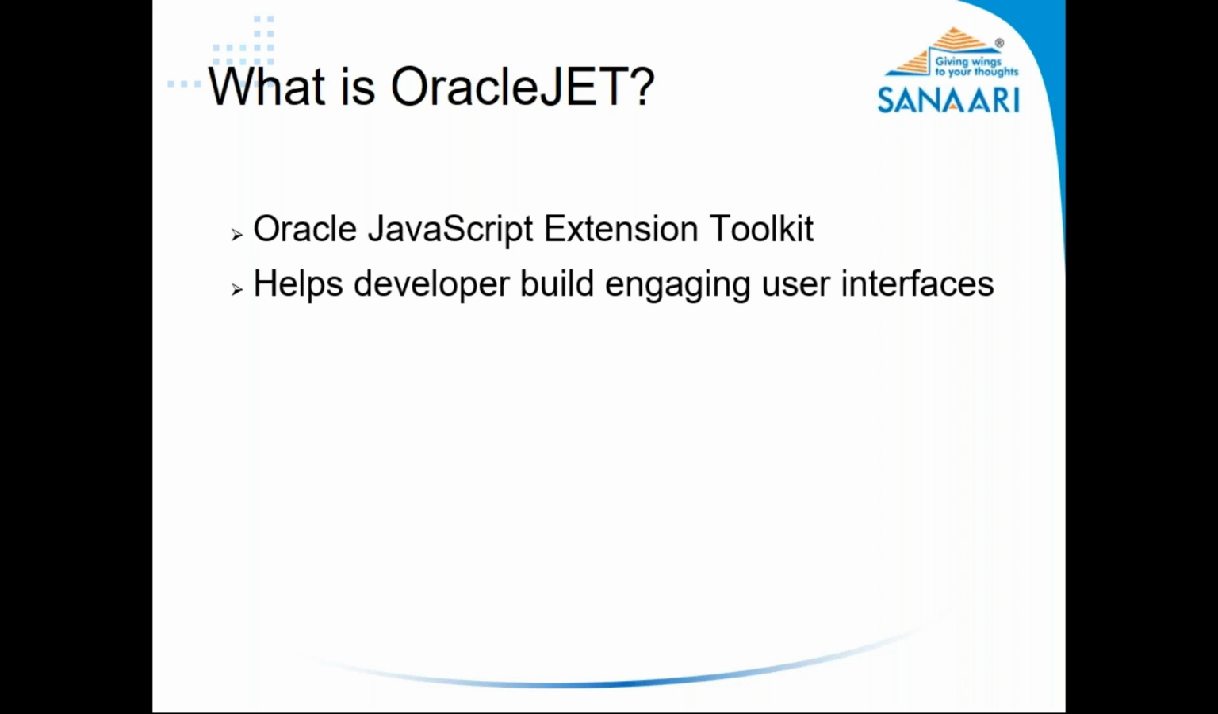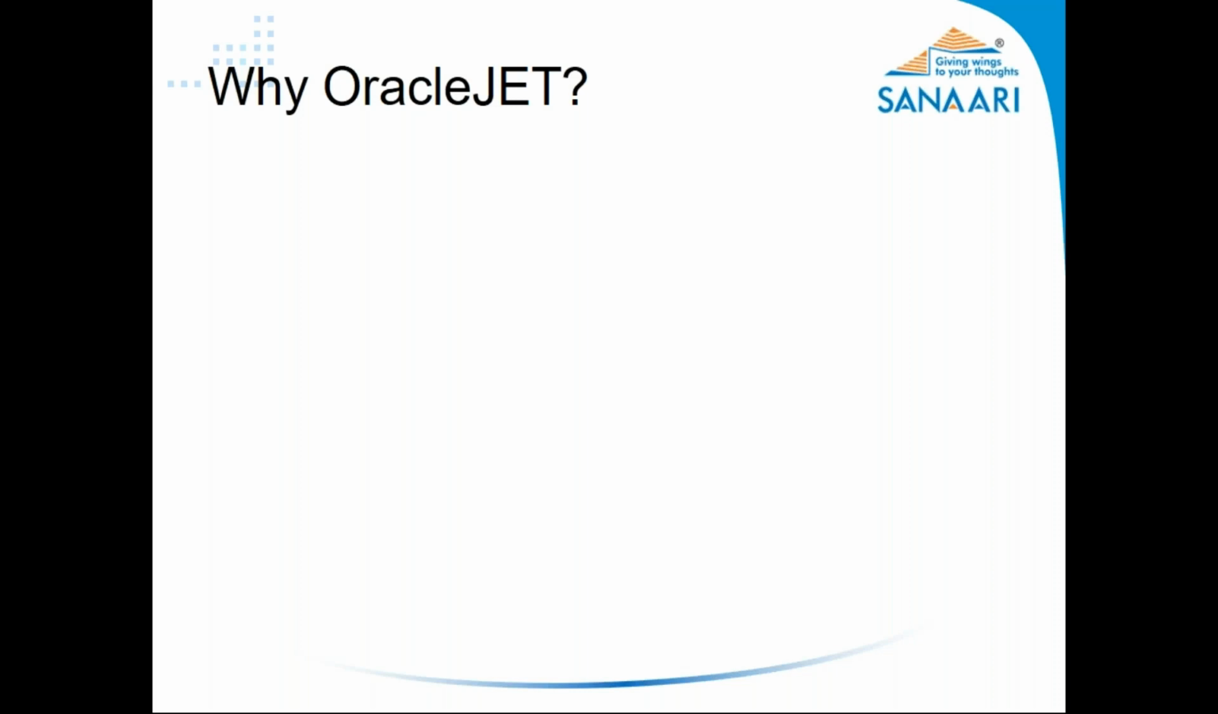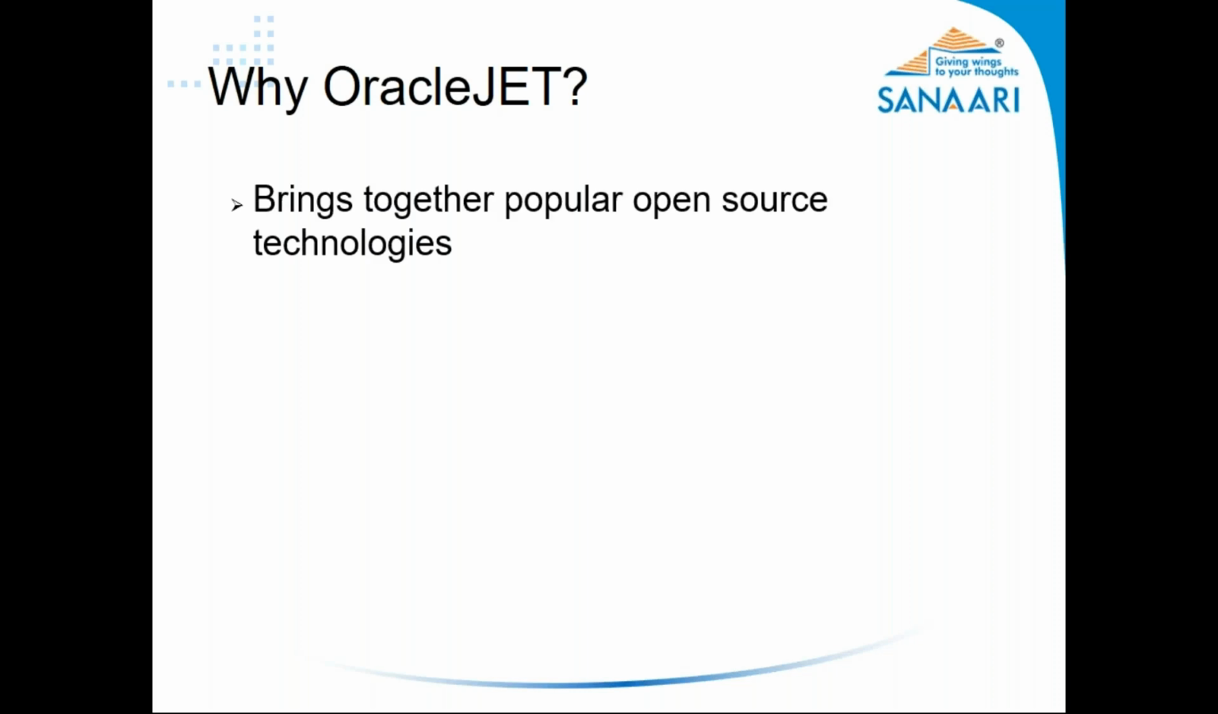So as you might know, it is used to build engaging user interfaces. The interaction between the user and the user interface is the top priority given in Oracle Jet. Okay, so why do we want to use Oracle Jet? Why is everyone migrating to Oracle Jet nowadays? Because as I said, it brings together popular open source technologies. You might know Require.js, Knockout.js, jQuery, like all these are open source technologies, and Oracle has brought them all together, so that all these can be used at a time.